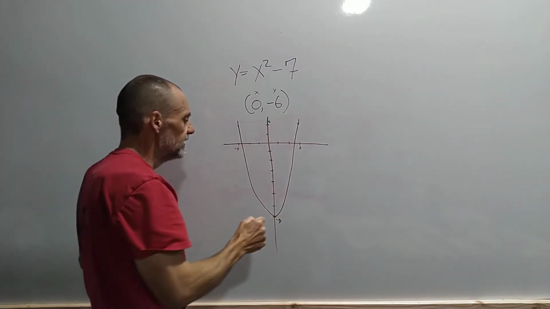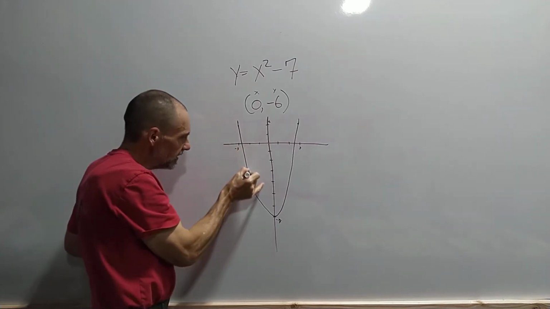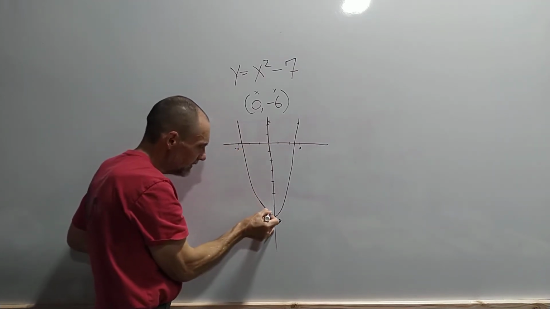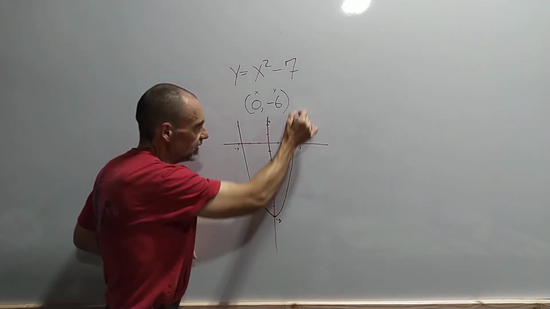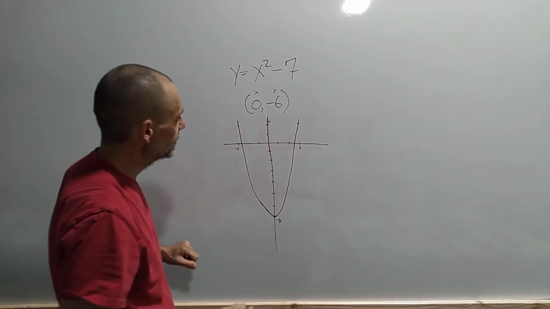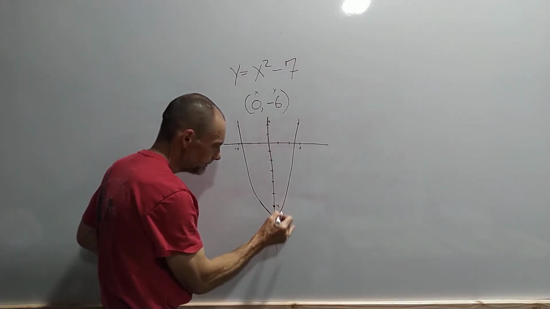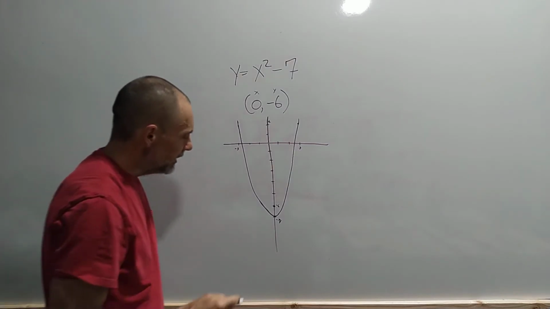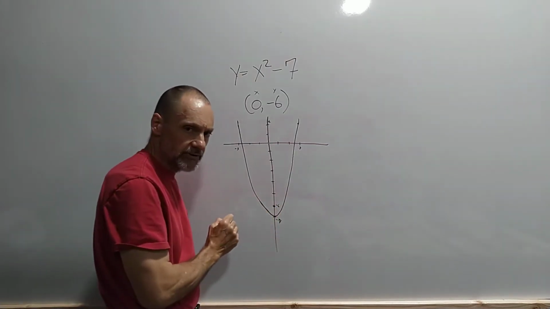So let's say that this thing is moving from left to right, so it's coming down here, and then it's going to swing around through this point, (0, -7), and then take off that way. And our position here is (0, -6), so that's going to be right there. What we want to know is, when is this particle closest to this position?